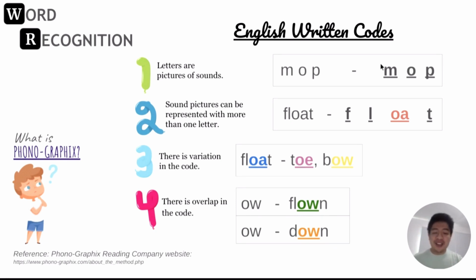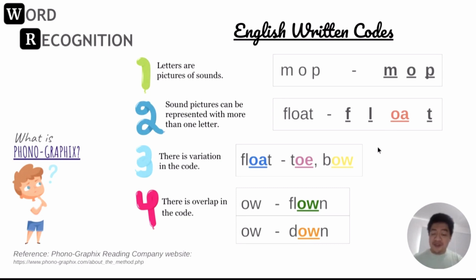Secondly, the sound pictures can be represented with more than one letter. In the example, float, the sounds are f, l, o, t. The sound o is a combination of 2 letters, o and a, joined by one sound picture.